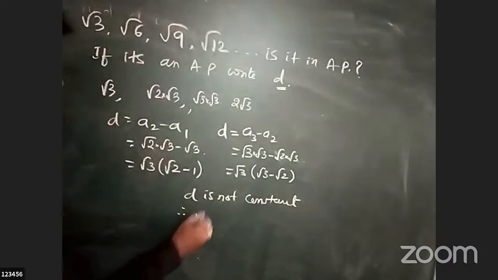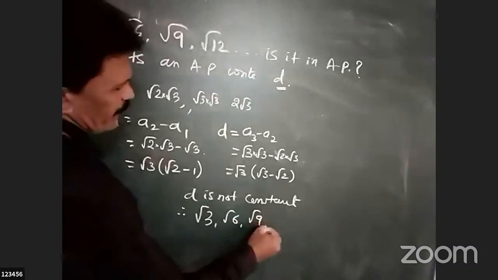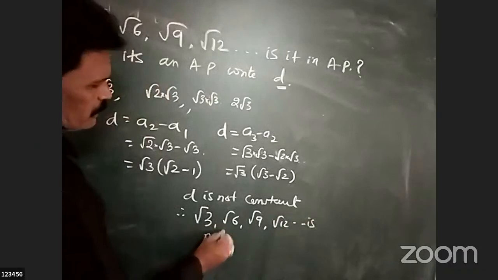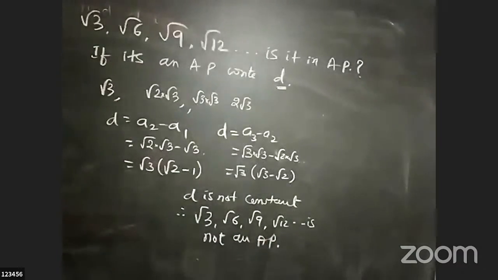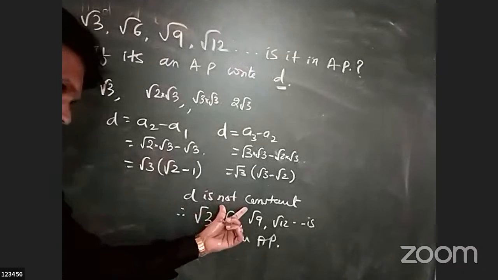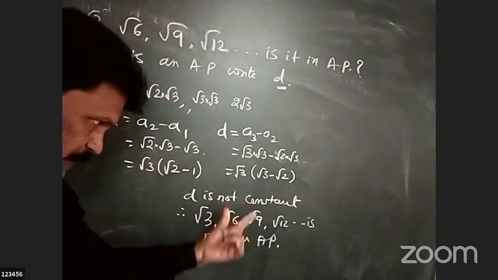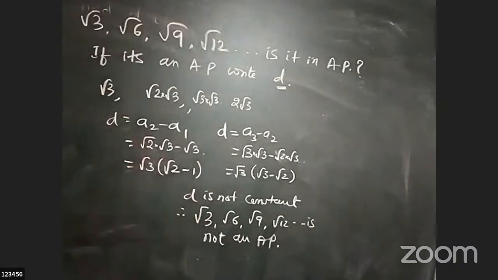So D is not constant. Therefore, root 3, root 6, root 9, root 12 is not an AP. Since the common difference of any two consecutive terms is not a constant, the given sequence is not an AP. Note it down.